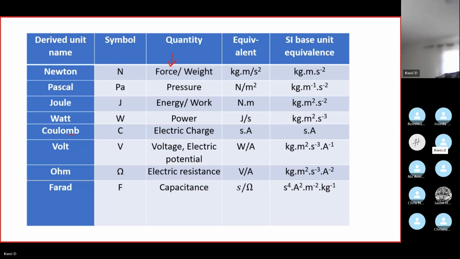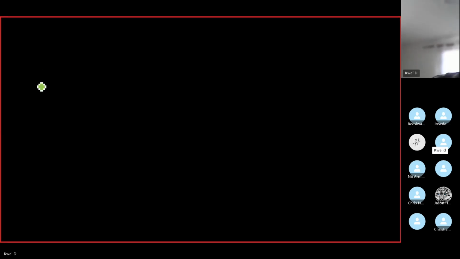Then we also have the pascal. The pascal measures pressure, that's the force acting over a unit area. Unit means 1. So when we say unit area, in terms of SI units, it is the force acting over an area of 1 meter squared. How much force is acting at that area? We call it pressure.